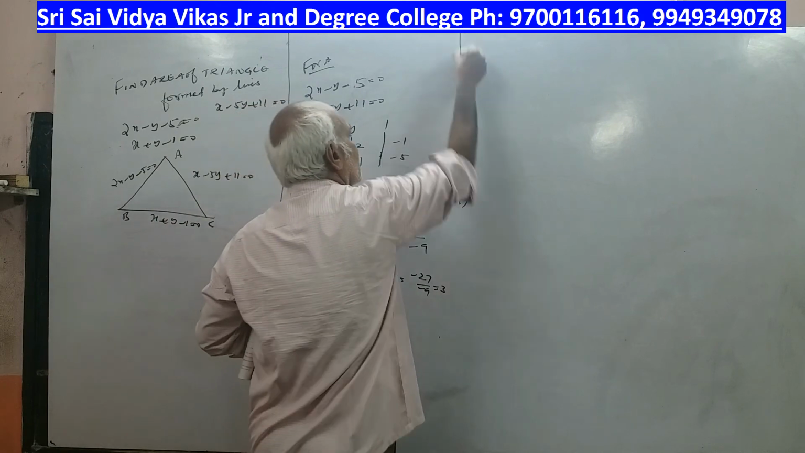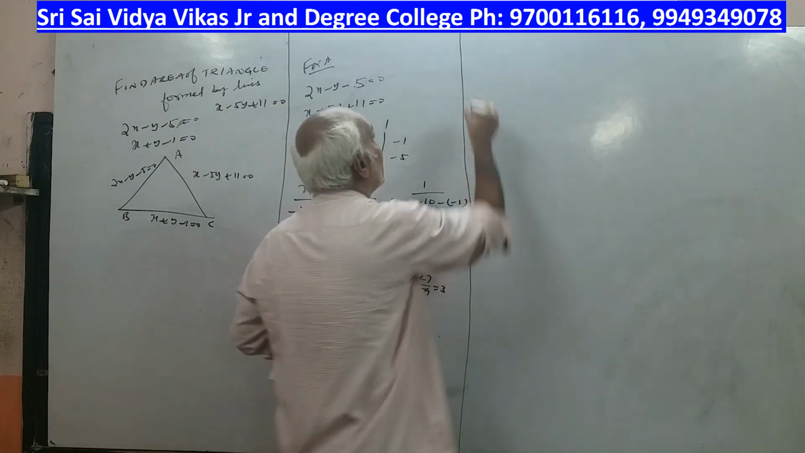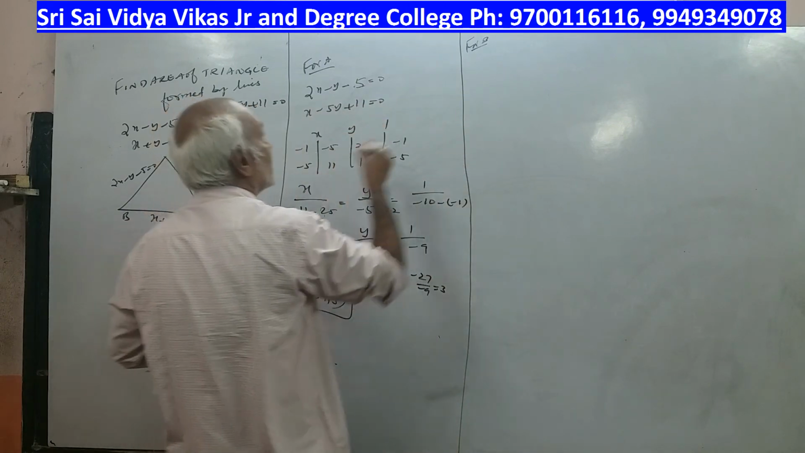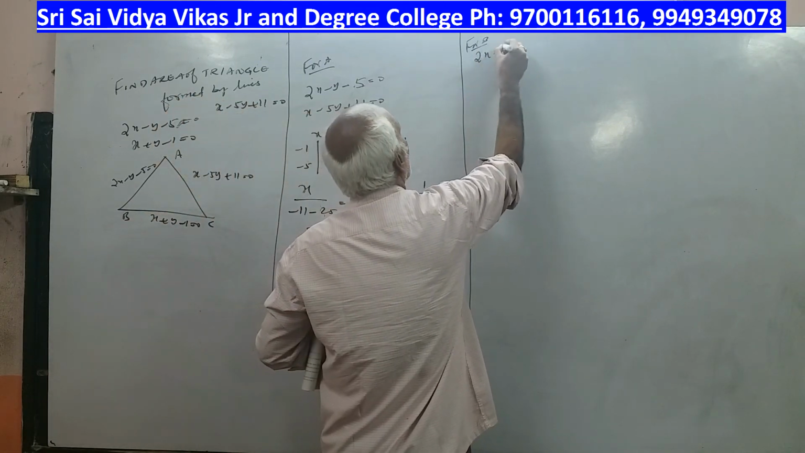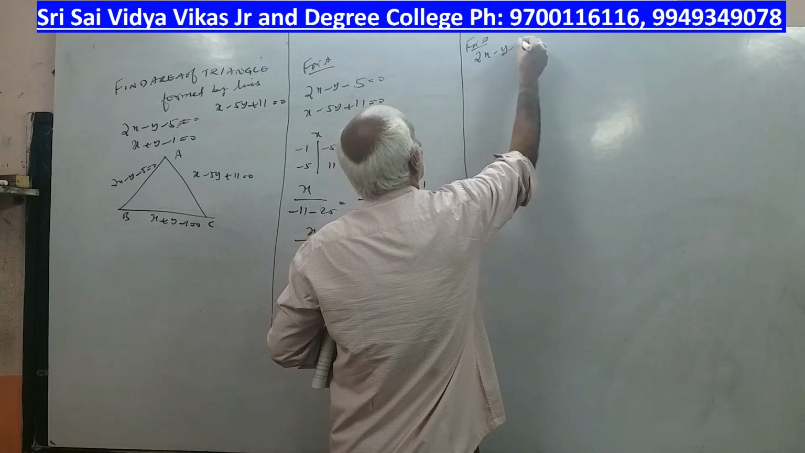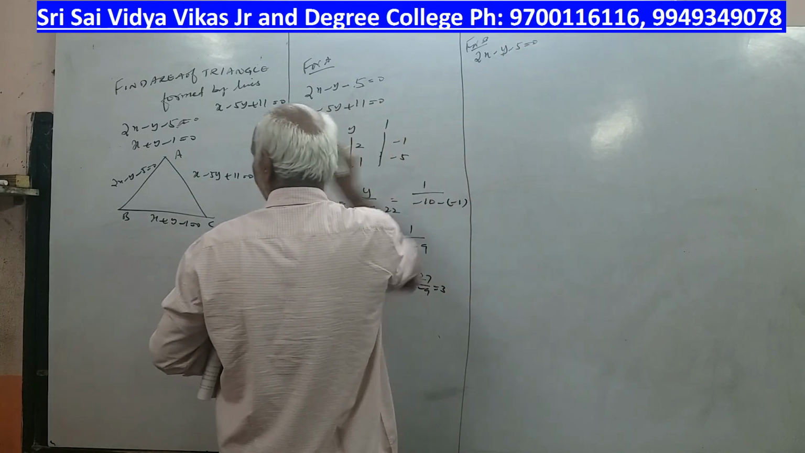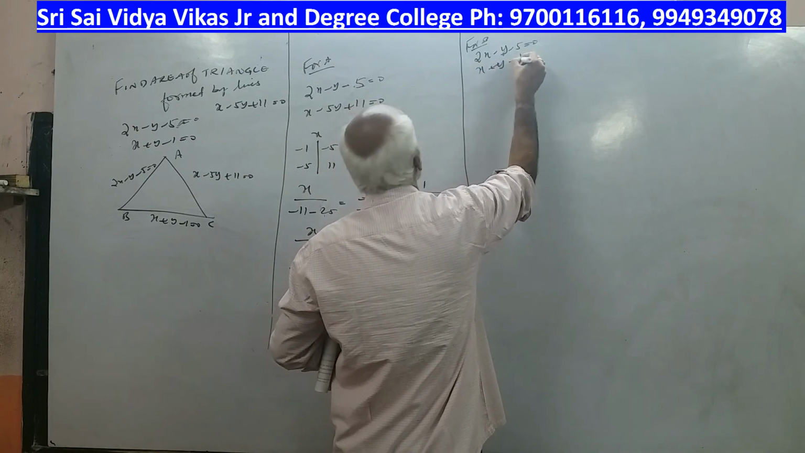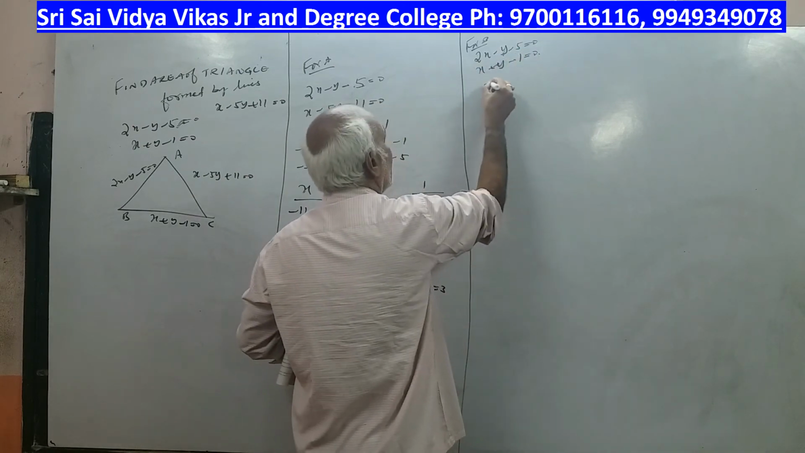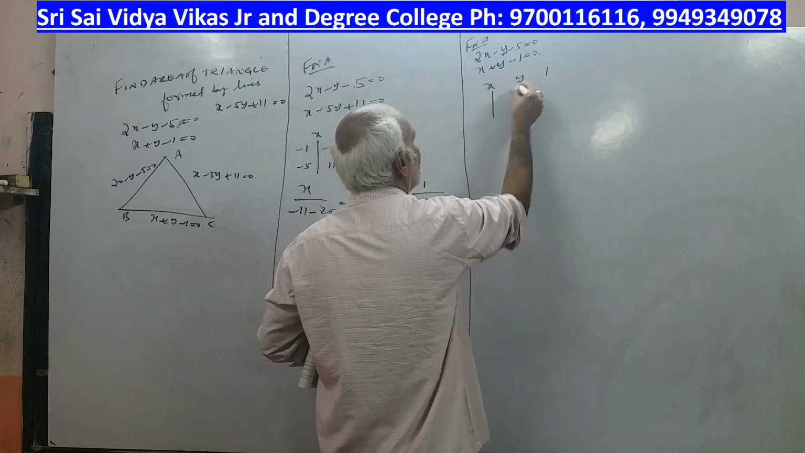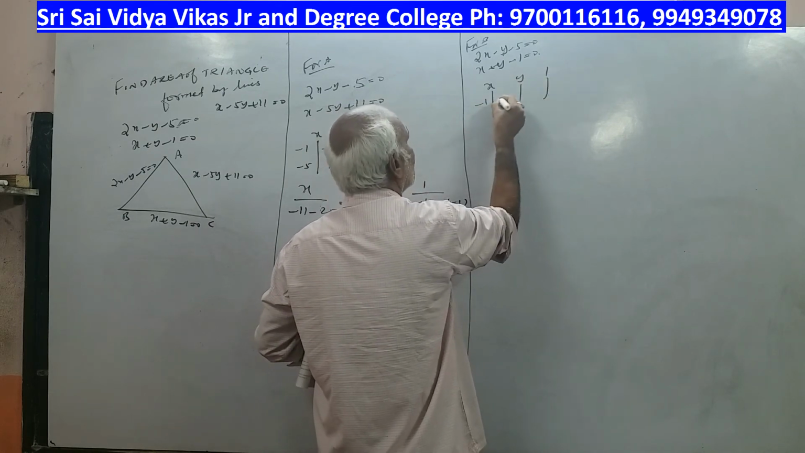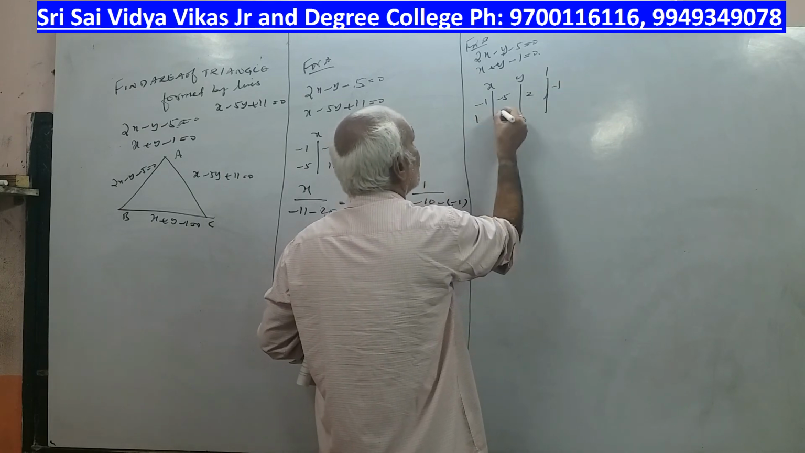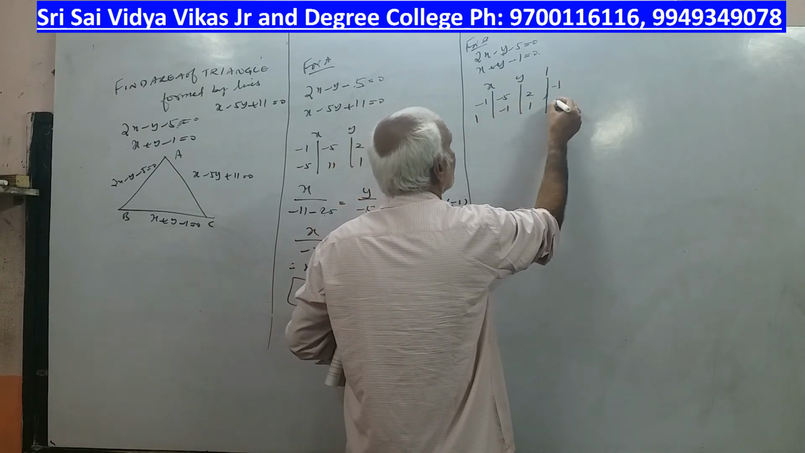Okay, next. For B, which equations do I have to consider? These two equations: 2x minus y minus 5 is equal to 0 and x plus y minus 1 is equal to 0. Again x, y, 1. So here minus 1, minus 5, 2, minus 1. Next 1, minus 1, 1, 1.